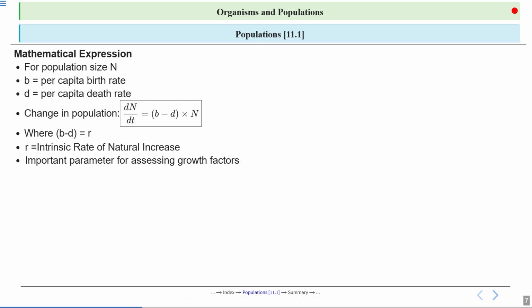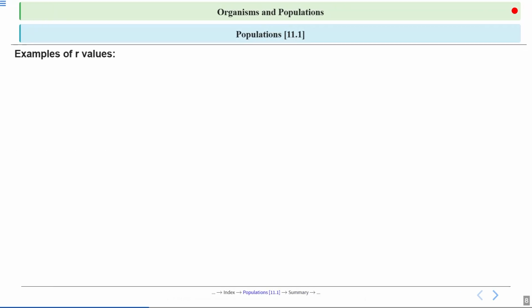under ideal conditions. Clear? So it is the intrinsic rate of natural increase. It is a very important parameter for assessing growth factors. Therefore, dN/dt can be written as r into N because r is equal to b minus d.